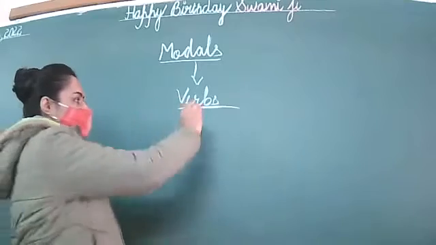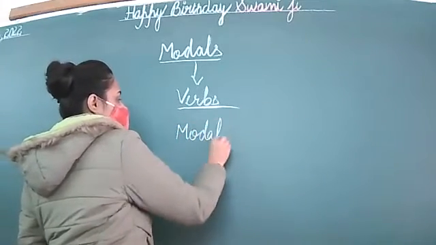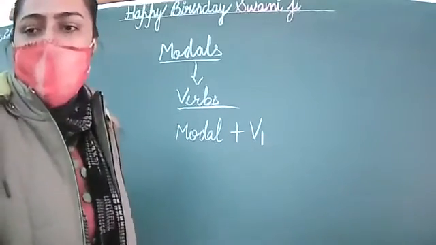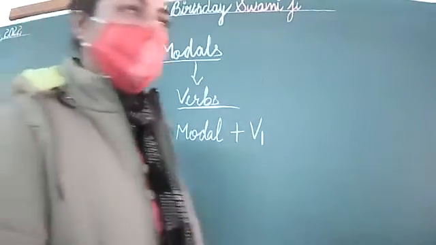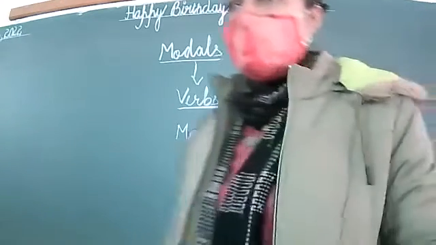So after any model auxiliary, we need a main verb. And mostly the structure is model plus first form of the verb. So after models, we use first form of the verb, and they are always helping verbs. Means we need one main verb. Is it okay?